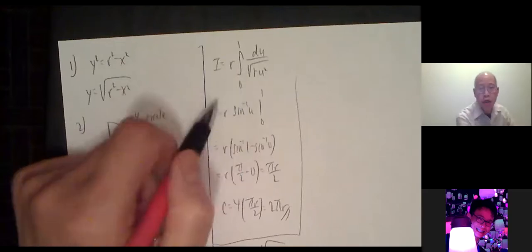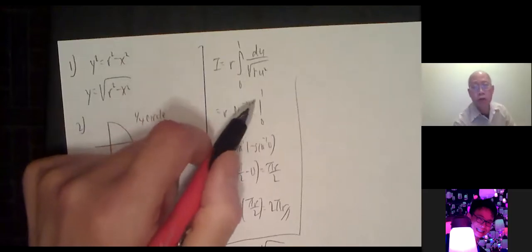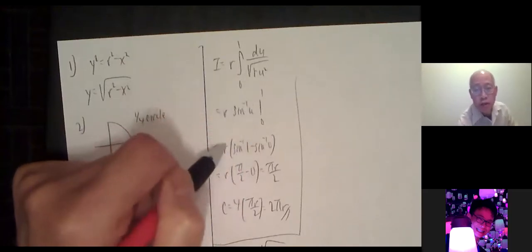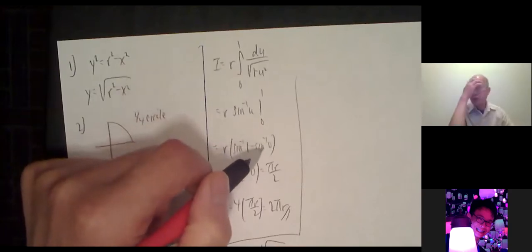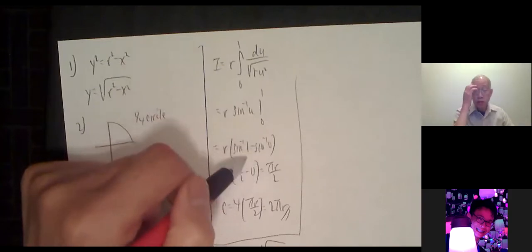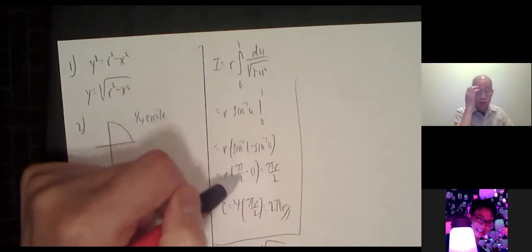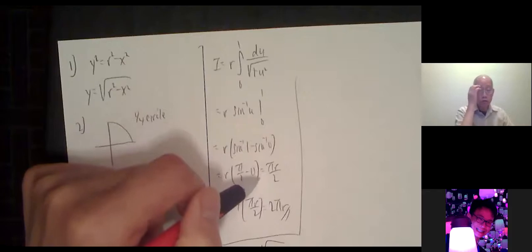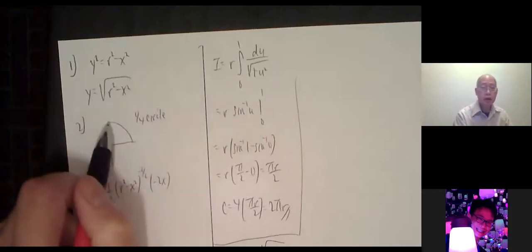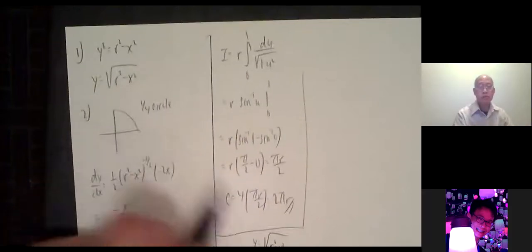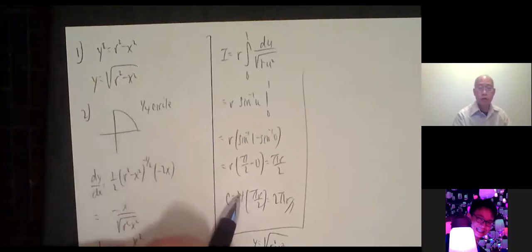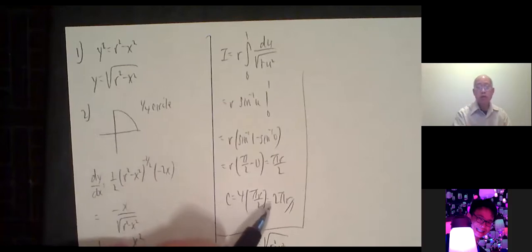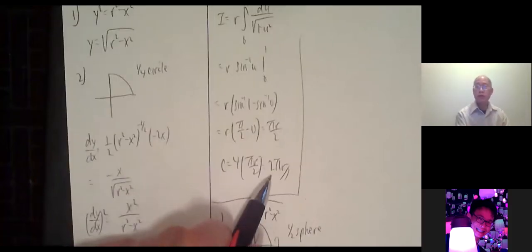So that's my inverse sine. So I have r inverse sine of u from 0 to 1. Okay, plug in 1, inverse sine of 1. Plug in 0, inverse sine of 0. Inverse sine of 0 is 0. Inverse sine of 1 is pi over 2. So I have pi r over 2. So this arc length is pi r over 2. So what's the circumference of an entire circle? Well, this is a quarter circle, so I just multiply by 4. So 4 times pi r over 2, 2 pi r, which indeed is the formula, as you know, for the circumference of a circle. Okay.